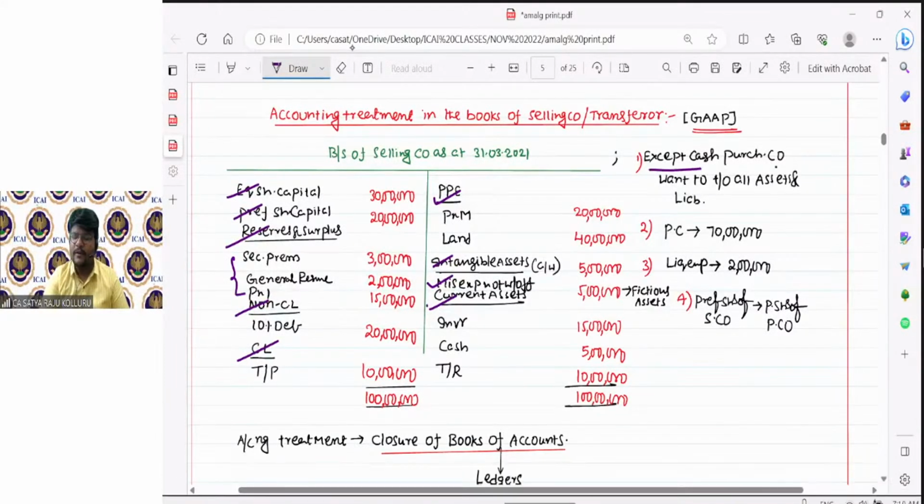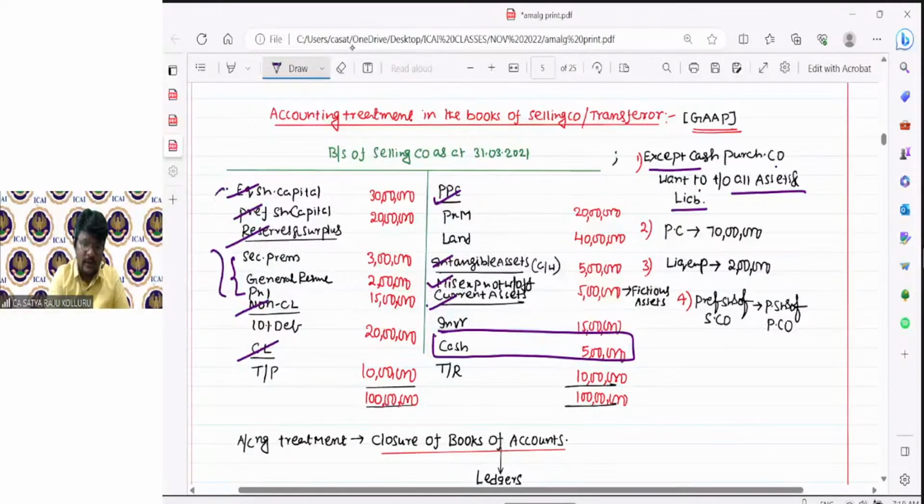Except cash, the purchasing company wants to take over all assets and liabilities. That means out of the existing assets, except this cash, the remaining all assets and remaining all liabilities are taken over by the purchasing company. One thing you need to remember: liabilities are different, equity is different. Even though those are placed under the liability side, this is not a liability. This we can call equity. Equity means shareholders' worth or net worth. Liabilities means always outside liabilities. For these assets and liabilities, the purchasing company is ready to pay 70 lakhs worth of PC.